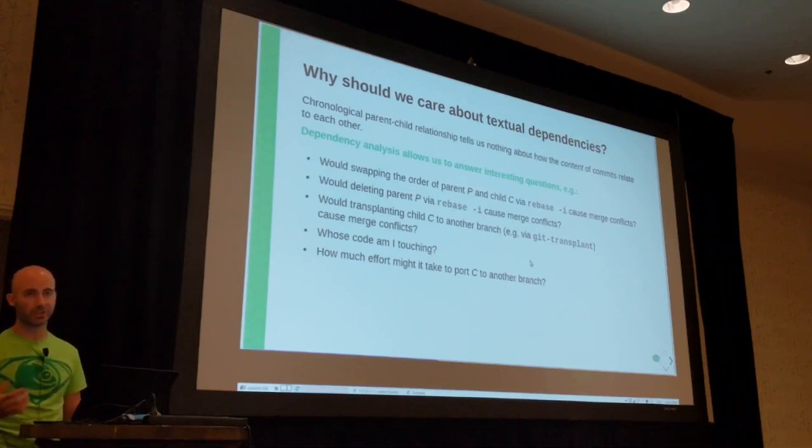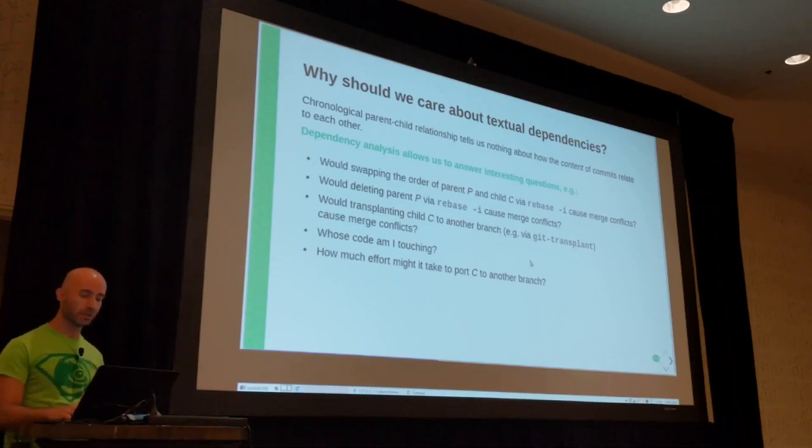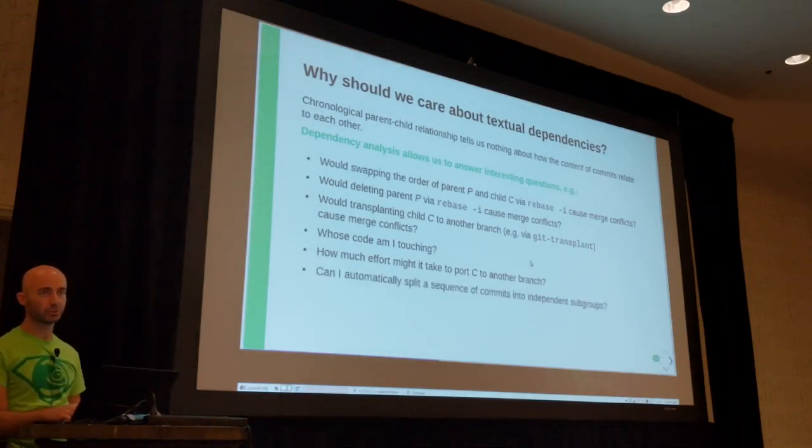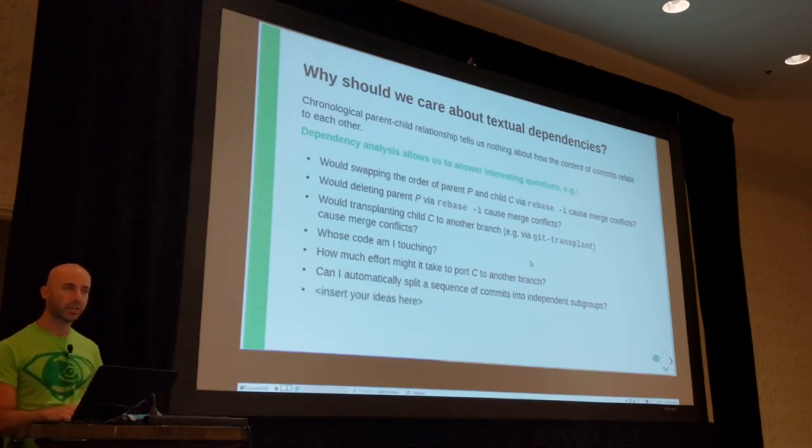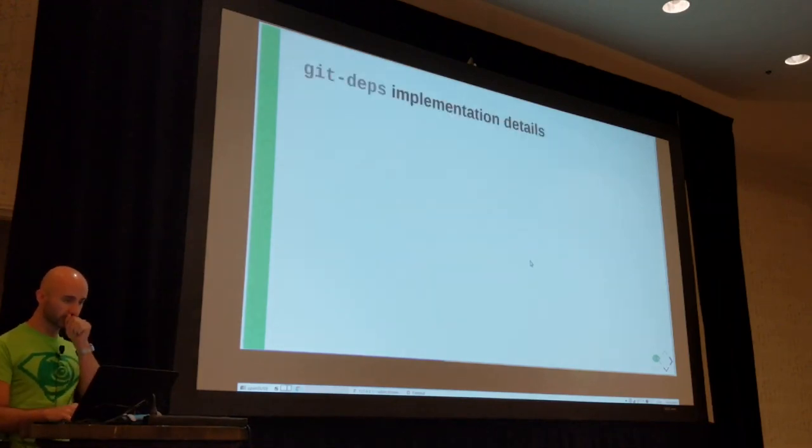It can act as a predictor of at least the minimum amount of effort it might take to port a commit or a bunch of commits to another branch. And you could also take a whole sequence of commits and then automatically group them into related subtopics, which might be useful as well. And then there's probably other things that I haven't thought of, and I'd love to hear other ideas of how this could be used.